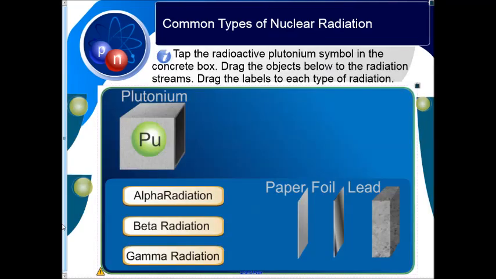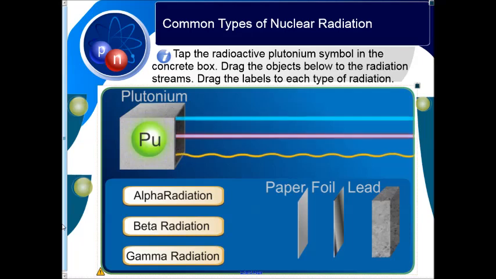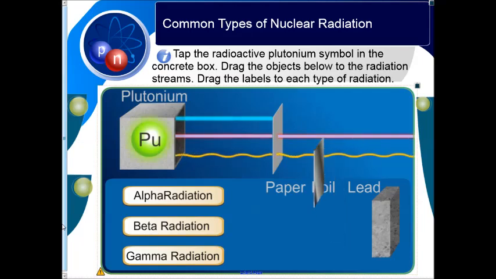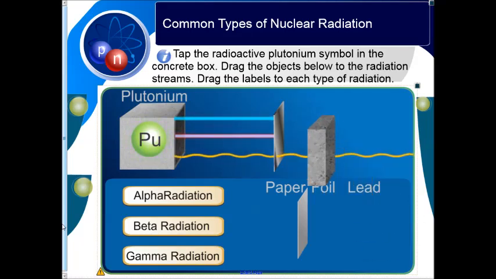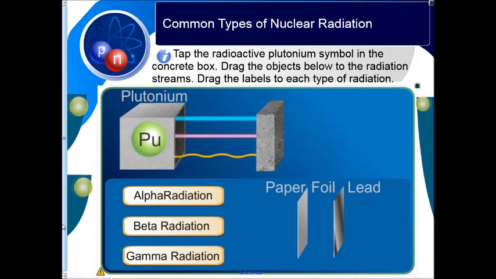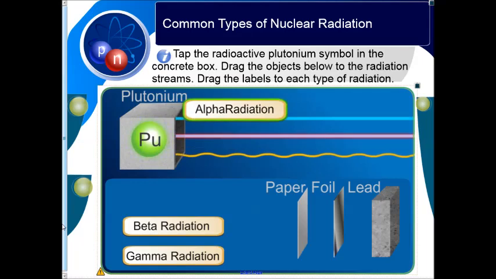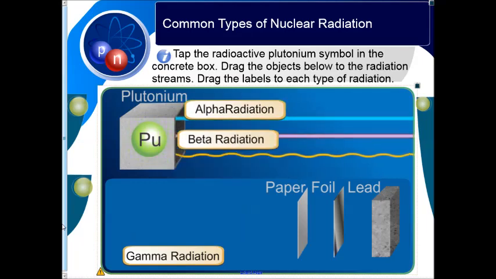Now, essentially, we have a diagram here. This is what plutonium would give off: alpha, beta, and gamma radiation. So the alpha radiation could be stopped by the piece of paper. The alpha and beta radiation could be stopped by the foil, and the lead was the only thing that would be able to stop all three. So this top one was alpha. The second one was beta.